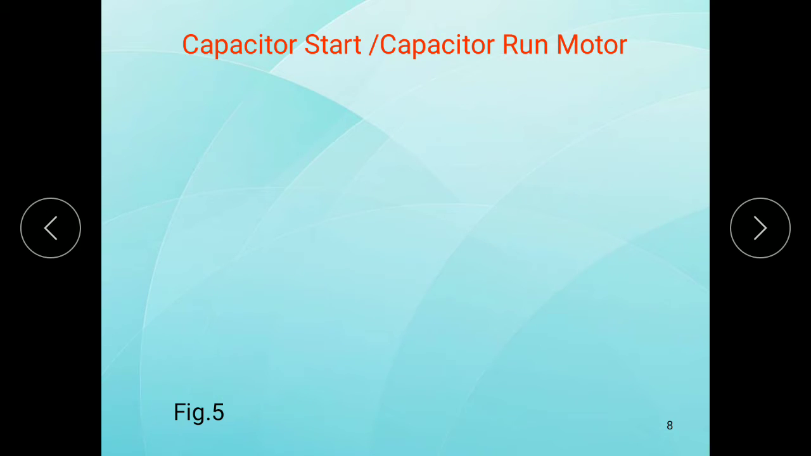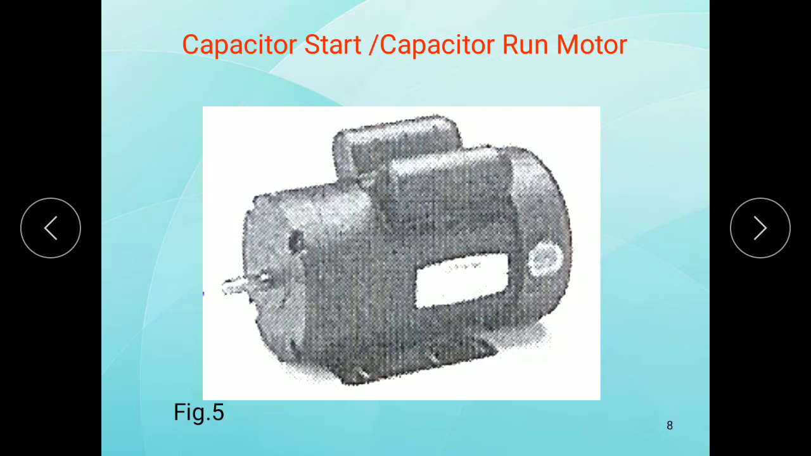Now next one is capacitor start and run. Here two capacitors are used. One is the capacitor starting type, and another one is the capacitor running type. At starting only, the capacitor is connected, after that it is disconnected, that is called capacitor starting. During running time the capacitor is working, that is called the capacitor run method.